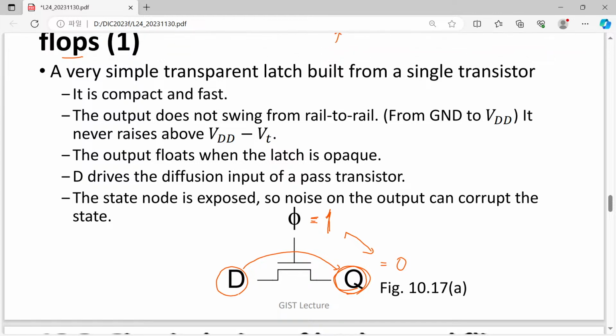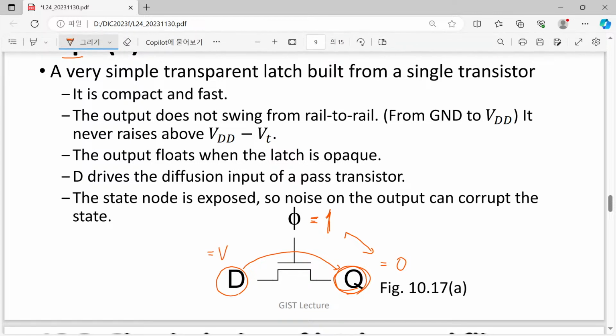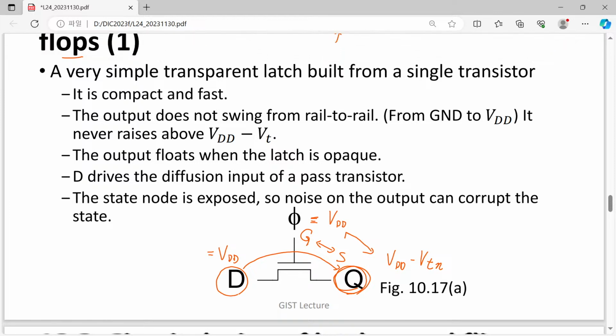So instead of this logical value 1 and 0, now I just wanted to say the voltage values VDD and VDD. If this Q signal is lower than VDD minus the threshold voltage of our MOSFET, then this gate and this source have enough power, or enough gate overdrive voltage, to drive our Q node.